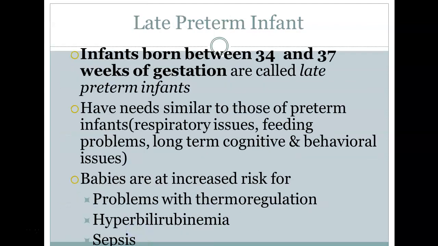The late preterm infant, again, those infants born between 34 and 37 weeks, we call that a late preterm infant. They have needs that are similar to those of the preterm infant regarding respiratory issues, sometimes feeding problems due to a poor suck-swallow reflex. They can have long-term cognitive and behavioral issues. Babies that are at increased risk have problems with thermoregulation, hyperbilirubinemia, and sepsis.